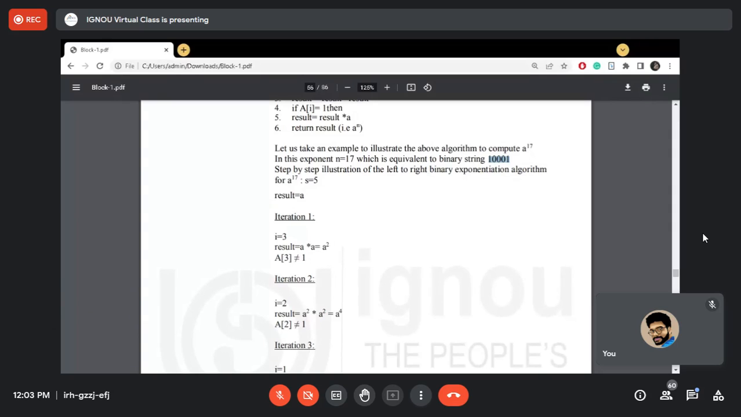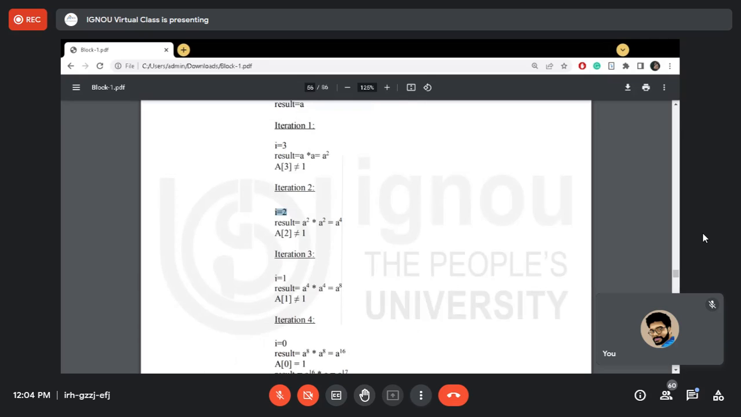When we decrement the I value, now I is equal to 2. Now we similarly calculate result into result. The result value is A square, and A square into A square is equal to A to the power 4. Now again we check whether the value at index 2 is equal to 1. No, that value is 0, not 1. Then we have to decrement the I value, so now I is equal to 1.